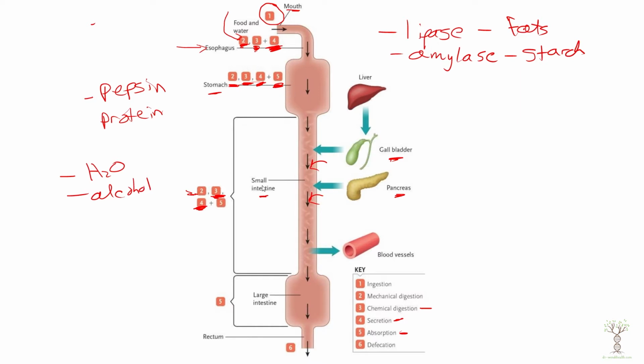But most of the absorption is going to be occurring in the small intestine, specifically in the duodenum, which is the very first part of the small intestine. And then we will have a little bit of absorption in the large intestine because the large intestine can also absorb water. Now, I want to point out that most of the water that we absorb is happening in the small intestine. We absorb more water in the small intestine than we do in the large intestine. But the large intestine will reabsorb just a bit more water that's left.